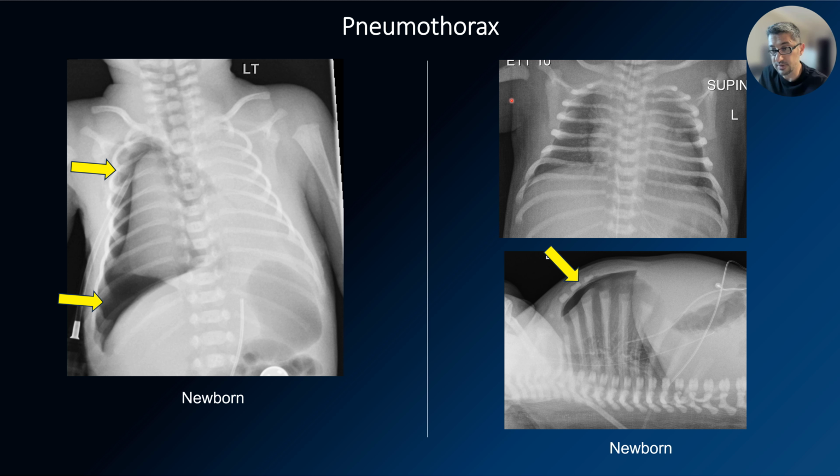For example, in this case, it's not clearly seen on the frontal projection. It's just some lucency along the contours of the heart and along the costodiaphragmatic sulci. But when the lateral view is obtained, or cross-table view, the air can be seen better within the non-dependent aspect of the chest, and this is confirming the presence of pneumothorax.